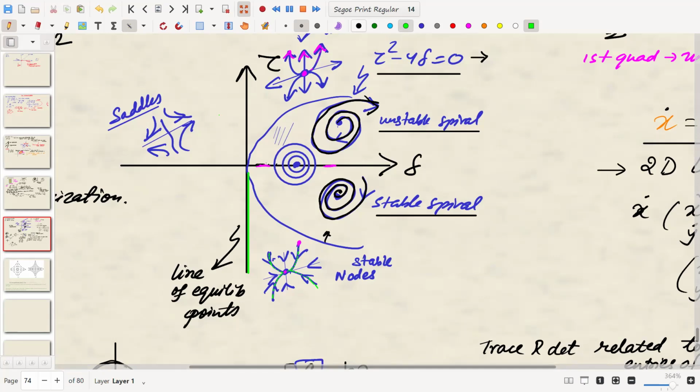One more interesting case: on the left side, you can see when delta is less than 0, you have something known as saddles. Saddles are like a horse saddle. So in one way you can go like this, in another way you can fall like this. So it has both ways. It has a mixed nature.